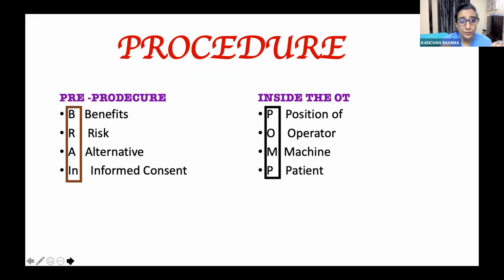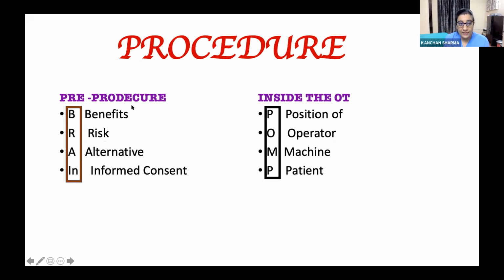So that was all about the machine, and how the various structures look. Now you want to go for a procedure on this patient, okay? What exactly are the things you should keep in mind? I have framed this mnemonic, that is BRAIN, okay? This is very easy for you to remember.